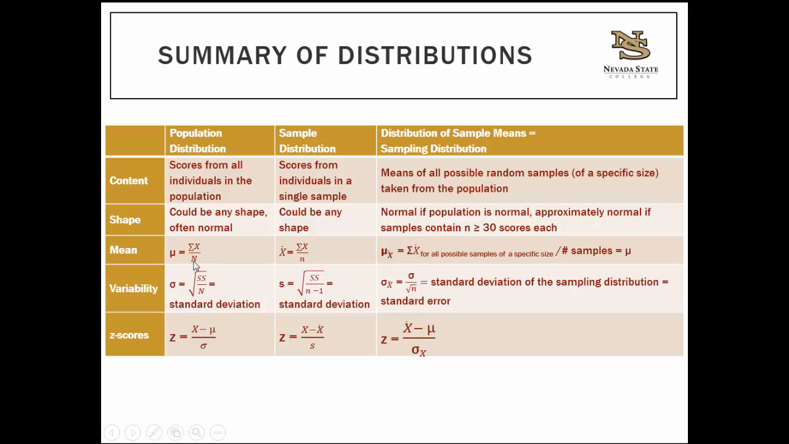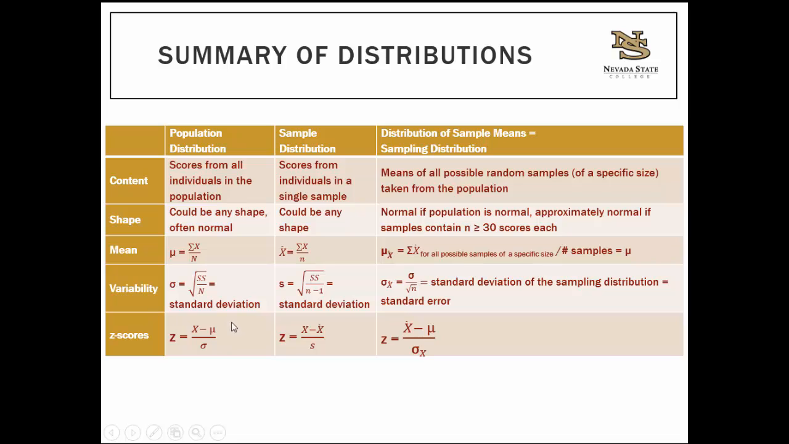Here's the formula for the population mean. Add all the scores, divide by the population size. For the sample mean, add all the scores, divide by the sample size. And then for the mean of the sampling distribution, you could take the sum of all the means for all possible samples of a specific sample size and divide it by the number of samples, or you could just say, I know it's equal to my population mean.